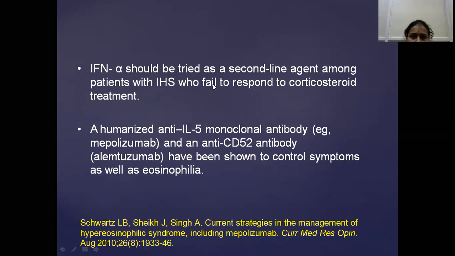Interferon alpha should be tried as a second line agent among the patients with idiopathic hypereosinophilic syndrome who fail to respond to corticosteroids, and also monoclonal antibodies, anti-IL-5 mepolizumab, anti-CD52 alemtuzumab may be tried in some patients with eosinophilia. They also have shown some improvement.